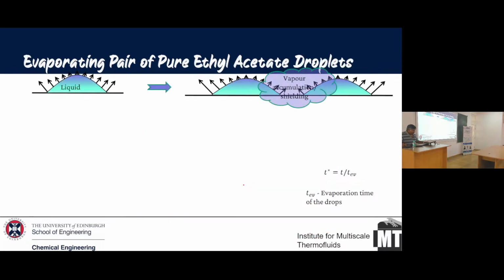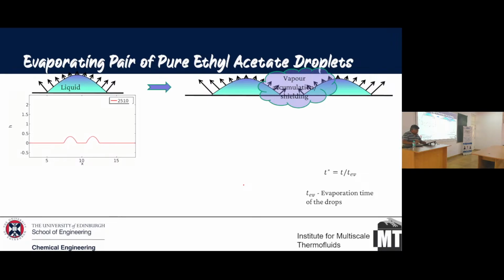effect as well. Okay, so the first experiment, the first thing Debrishie did, is we looked at pure ethyl acetate droplets, and the reason we looked at pure ethyl acetate droplets was because it was easier to do experiments with it. Now, if you have a single droplet and if you have multiple droplets, there is a difference. In the case of multiple droplets, you have a region close to the droplets where there is vapor accumulation, and that will suppress evaporation at a later stage. It is called vapor shielding. This is the vapor shielding effect going on in between the droplets.